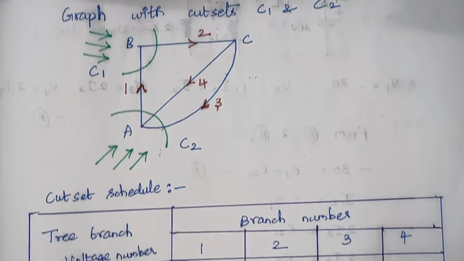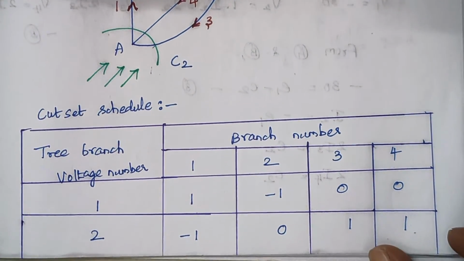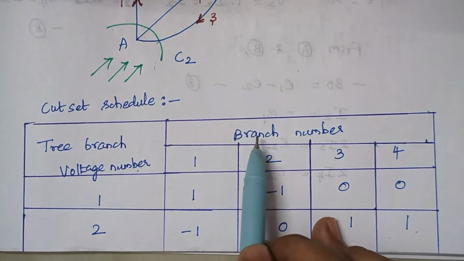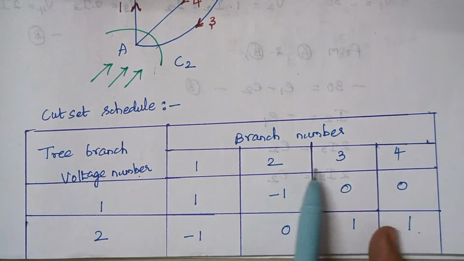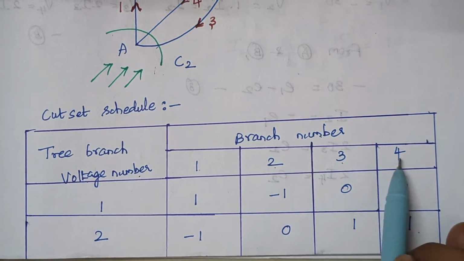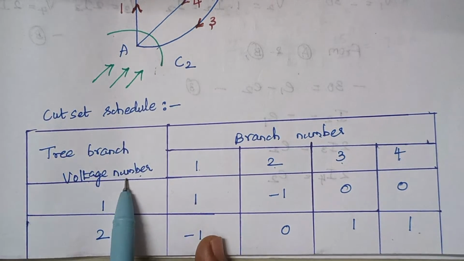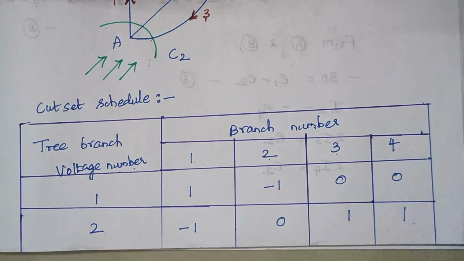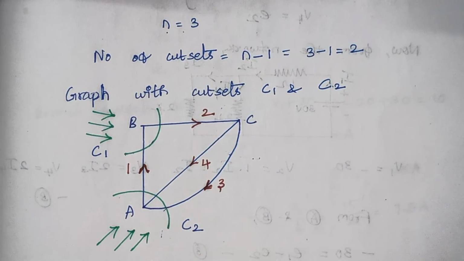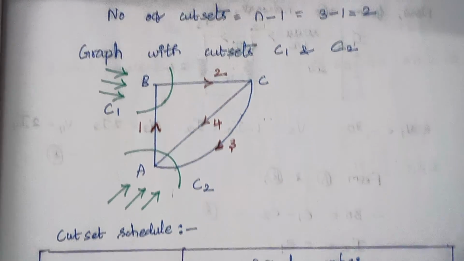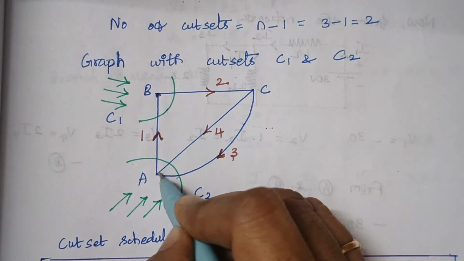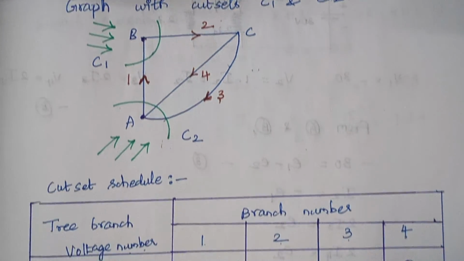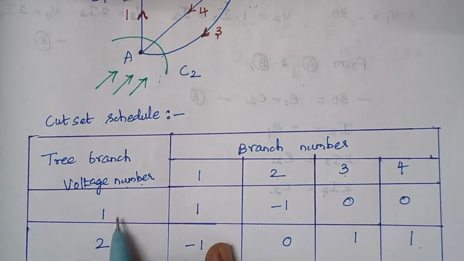Now we are going to frame the cut set schedule tabulation. So here you see, here we have tree branch voltage number and here the branch number. So totally we have 4 branches. So write it as 1, 2, 3, 4. And here the tree branch voltage number, it is given by 2. Therefore here it is 1 and 2. Here you see tree branch voltage number that corresponds to the respective voltages at these nodes which we are considering for cut set. So here we are having 2 nodes, right? So the respective tree branch voltage number is 1 and 2.